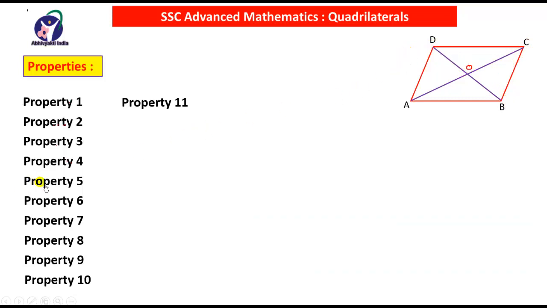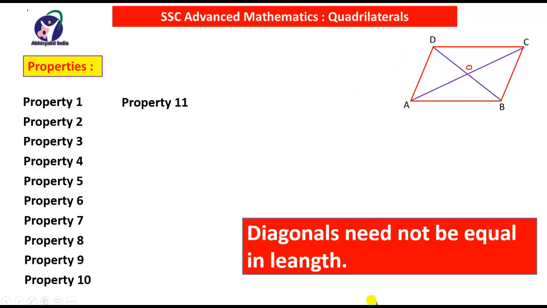Now let us see property number 5. Diagonals need not be equal in length. In a parallelogram, the diagonals may be equal or may not be equal. It is not necessary that diagonals should be equal, but in a parallelogram generally we take diagonals as not equal, but if it is a rhombus, a rectangle, or a square, then the diagonals will be equal. So the diagonals need not be equal in length.